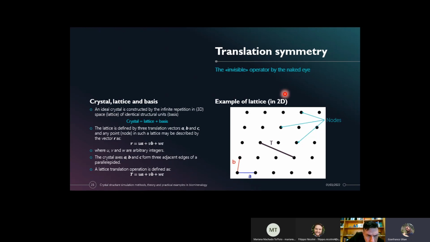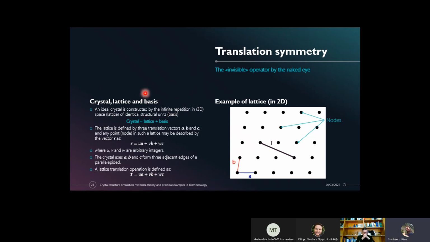Okay, so the crystal, from X-ray crystallography and from the mathematical description, is constructed by the infinite repetition in three-dimensional space, called the lattice, of identical structural units called the basis. So the crystal is the lattice, the pattern of repetition in three-dimensional space, and the basis, the objects that are repeated. These objects in crystals are atoms, molecules if you have molecular crystals, ions, groups of ions, okay?